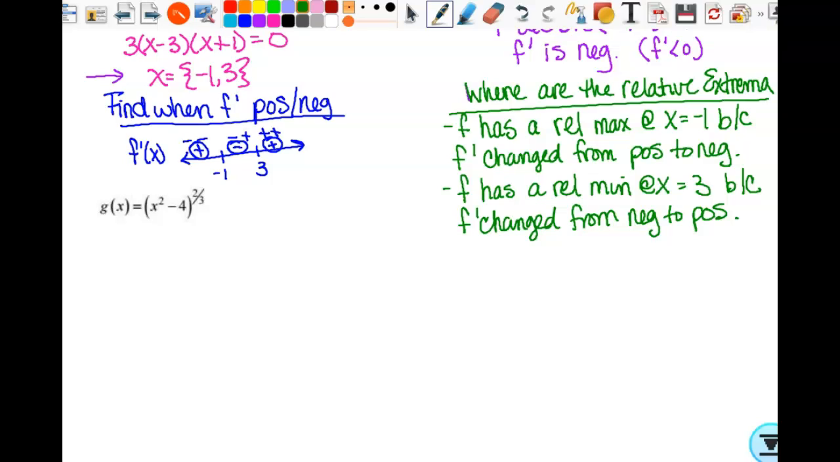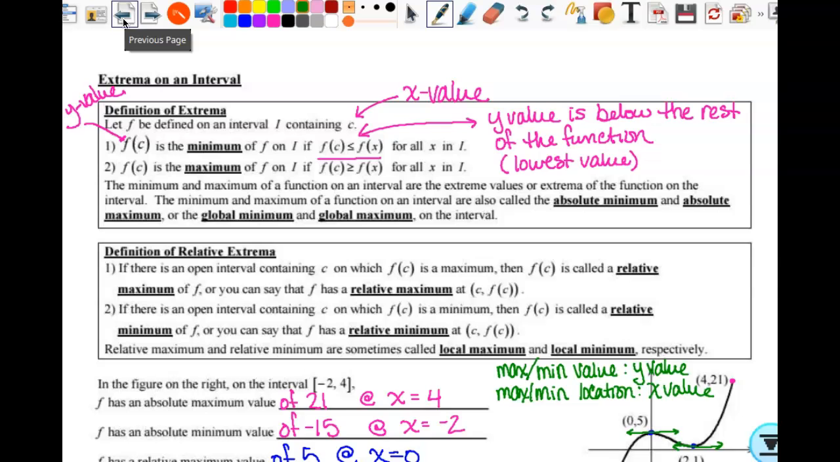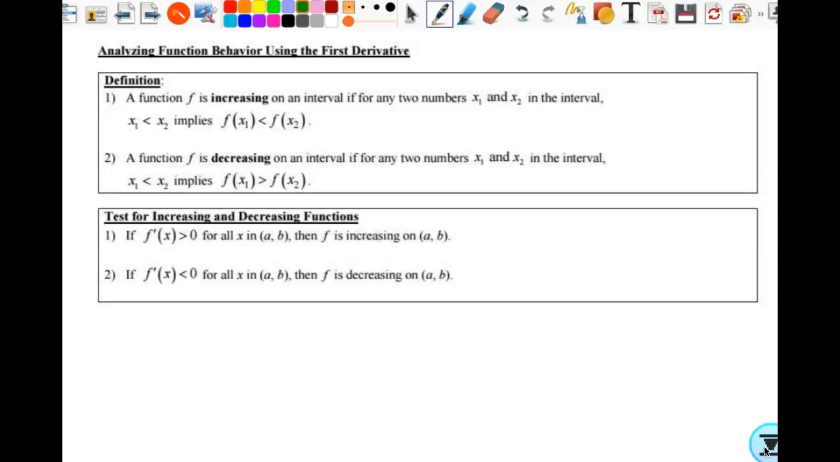So let's go back and talk about the increasing and decreasing, now that we've done one. Go back to here. Analyzing function behavior. So a function is increasing on an interval for any two numbers, x1 and x2, if x1 is less than x2, implies the x values, this x value is less than this x value, means this y value is less than this y value. Think about what that means.